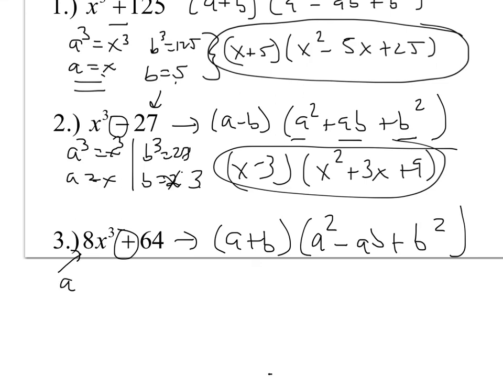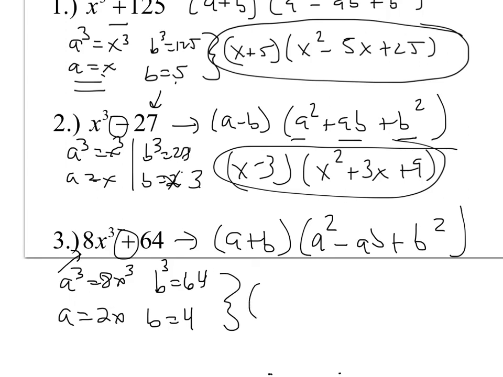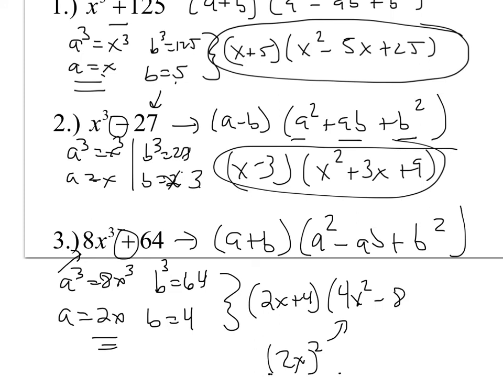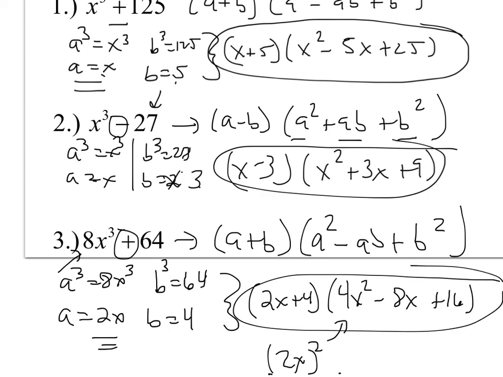So if A cubed is equal to 8x cubed, the cube root, so what number multiplied by itself three times gives 8? Well, that's 2x. B cubed is equal to 64. So B is the same as 4. 4 cubed is 64. So I take this and I expand it into my sum of cubes. So I have 2x plus 4. Now, A squared is 2x squared, so that is 4x squared, minus 2x times 4, which is 8x, and B squared is 16. And that is how we work with a sum or a difference of cubes.